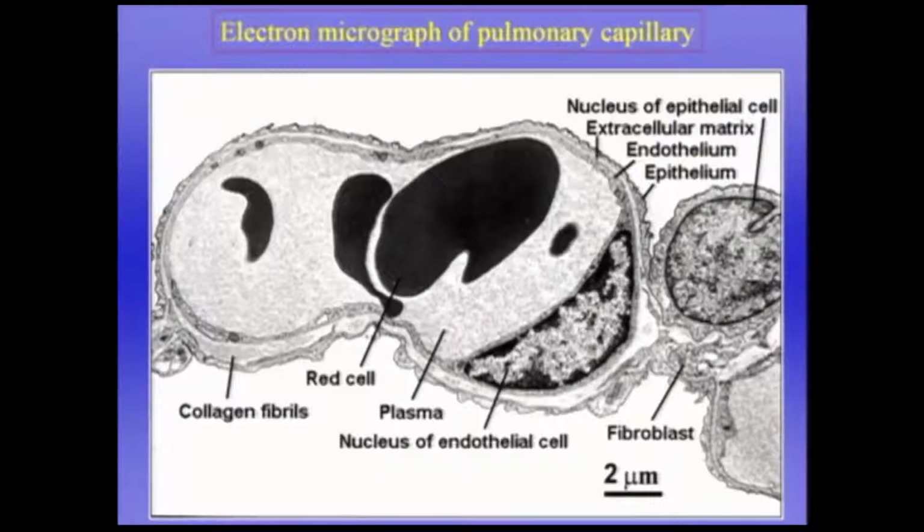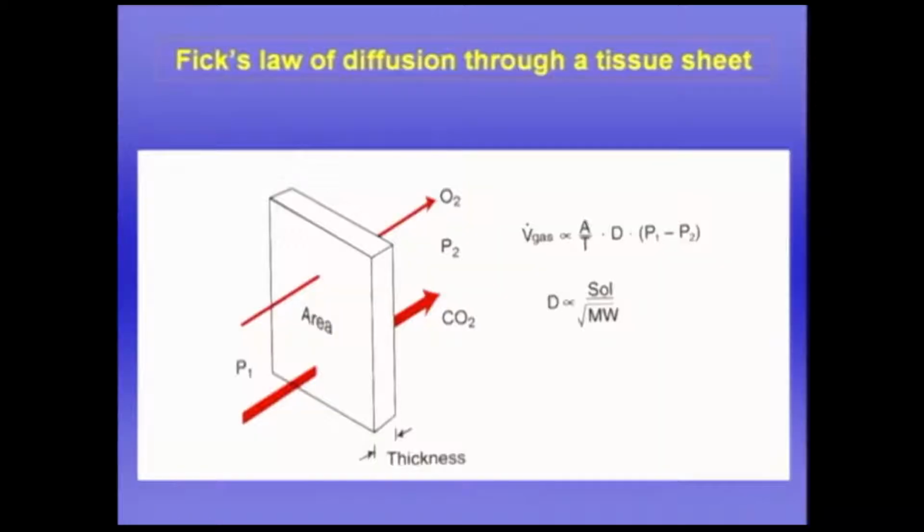We've labeled the structures, and I've done this so that you can come back sometime if you wish and just refresh your memory on what the various structures are, because it's very important that we understand the structure of the blood-gas barrier. Now, we said that the barrier is extremely thin, 1/3 of a micron in many places. And why is that? Well, that brings us to the principles of diffusion, gas diffusion, through a tissue sheet.